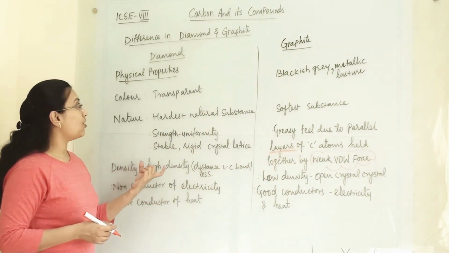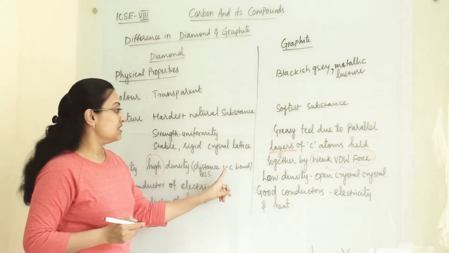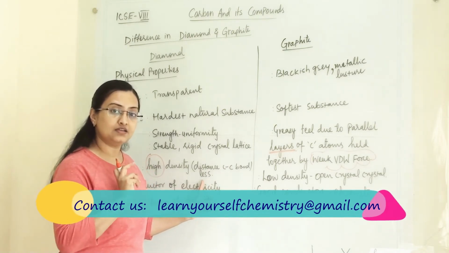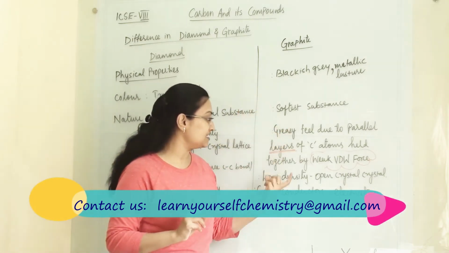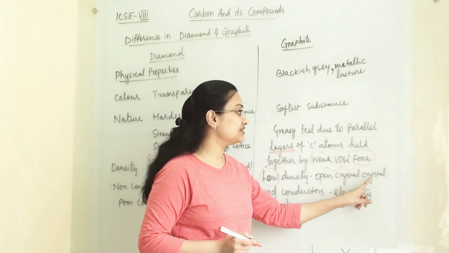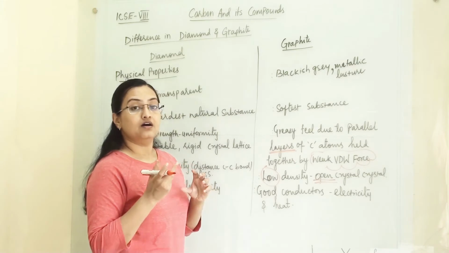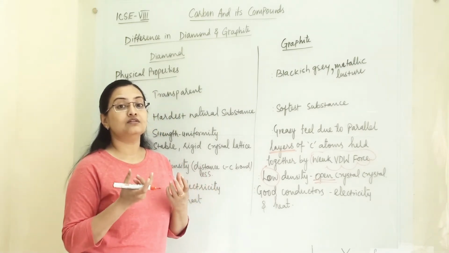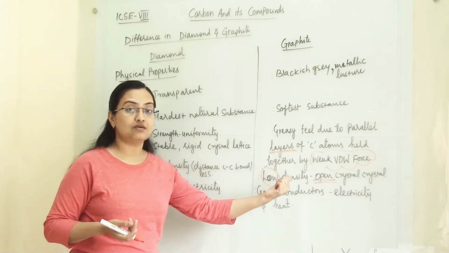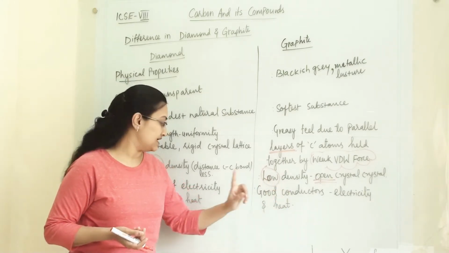Then the density of diamond is very high because the distance between carbon-carbon bonds is less. So density is very high in diamond, whereas graphite has a low density because it is an open crystal structure, and the distance between two carbon atoms is very high. Compared to diamond it is more, and because it is more, it shows a low density.